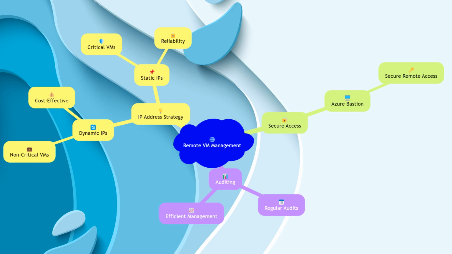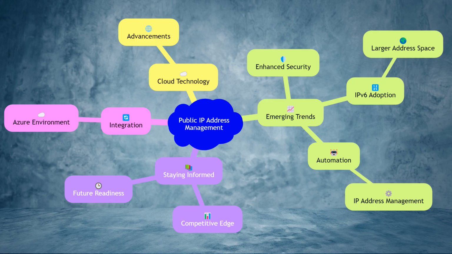The landscape of public IP address management is evolving with advancements in cloud technology. Emerging trends include the adoption of IPv6 for a larger address space, enhanced security features, and automation of IP address management. Staying informed about these trends and integrating them into your Azure environment can provide a competitive edge and ensure future readiness.